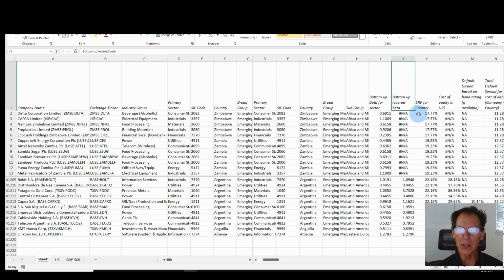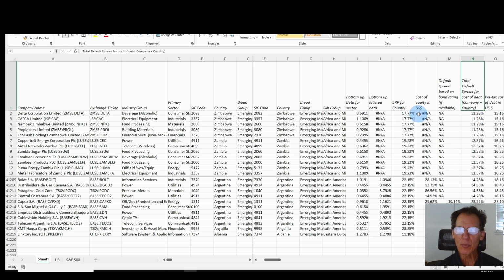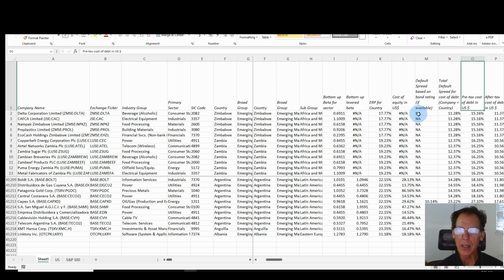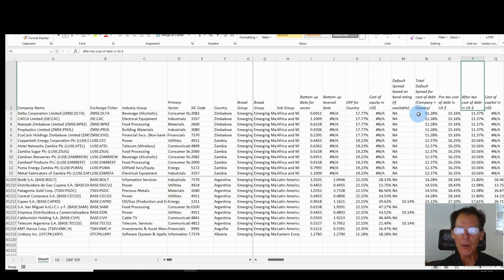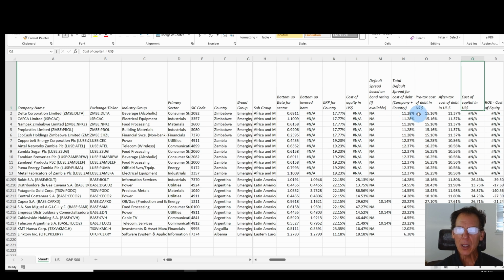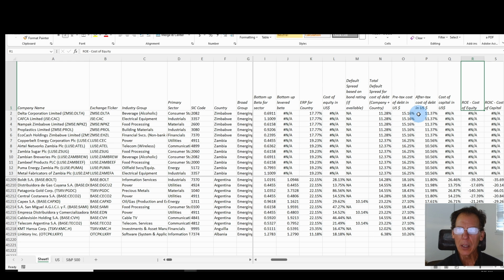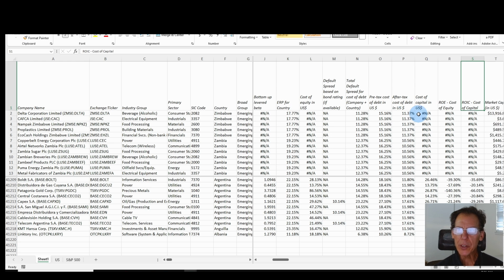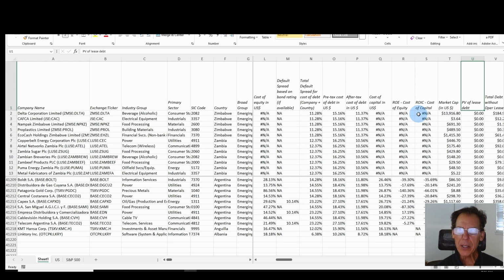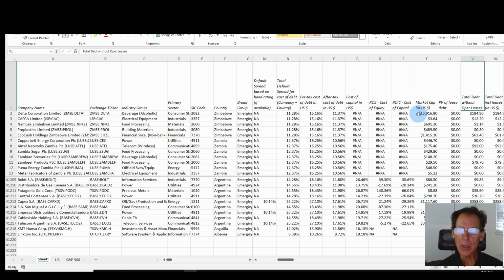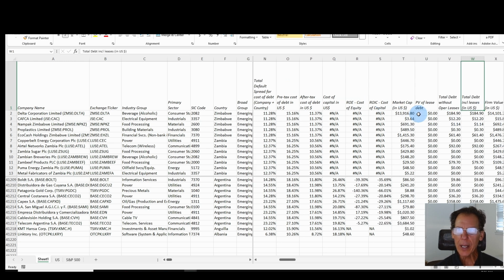So we've got betas and levered betas. An ERP for countries, that's your risk premium. Your cost of equity, default spreads plus company, pre-tax cost of debt, after-tax cost of debt. This is all information I use when I'm valuing a company. Then we get into the cost of capital, return on equity minus the cost of equity, return on invested capital minus cost of capital, market cap, present value of leases, total debt without operating leases, total debt including leases.